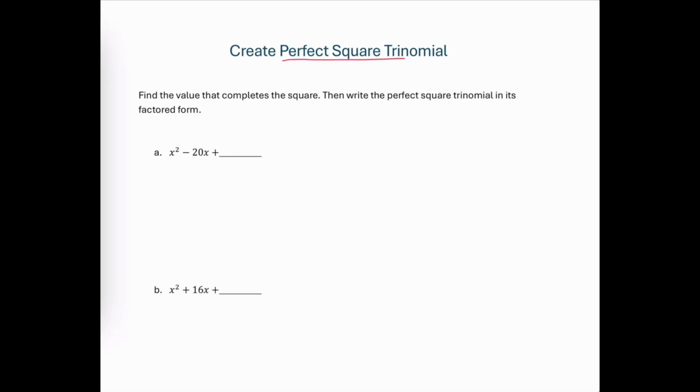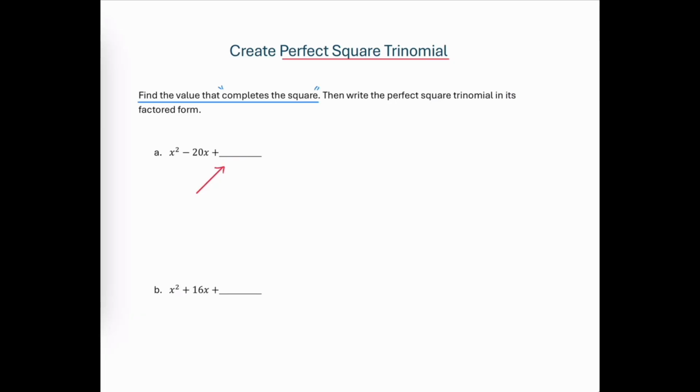A perfect square trinomial is one that can be factored into a binomial squared. What we're being asked to do here is to find the constant value that's going to create that perfect square trinomial, or complete the square. And then we'll factor this perfect square trinomial into a binomial times itself, or a binomial squared.